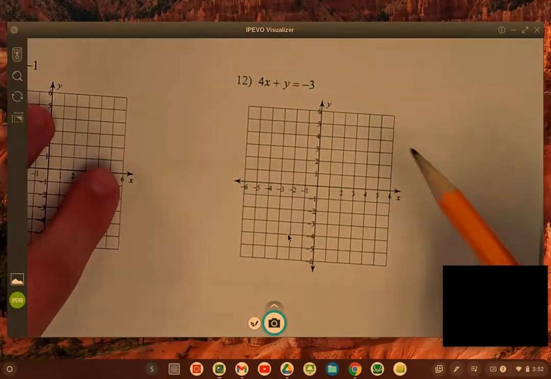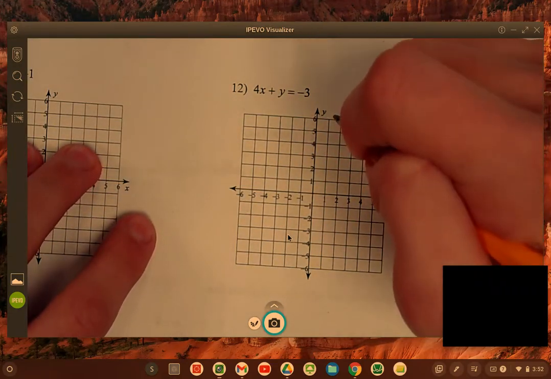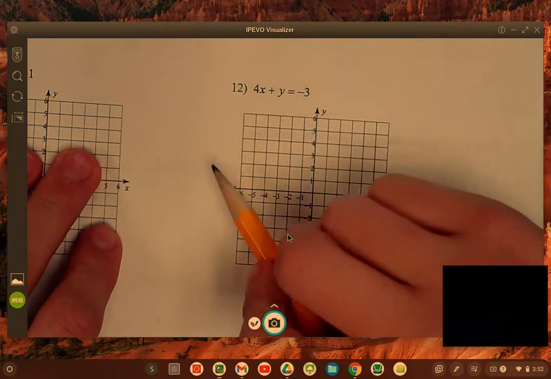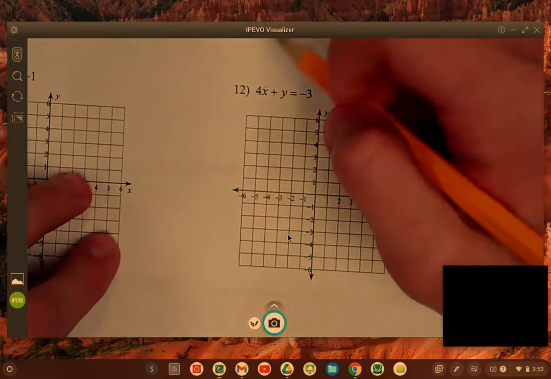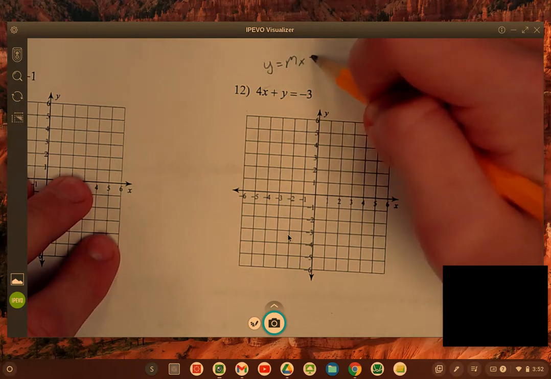There we go. We're going to be doing problem 11. No, it's problem 12, actually. So we have to get 4x to the other side of the equal sign, so it can be plugged into this equation.